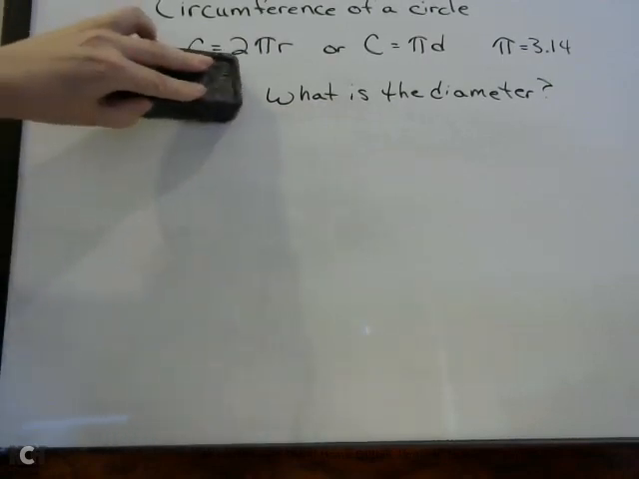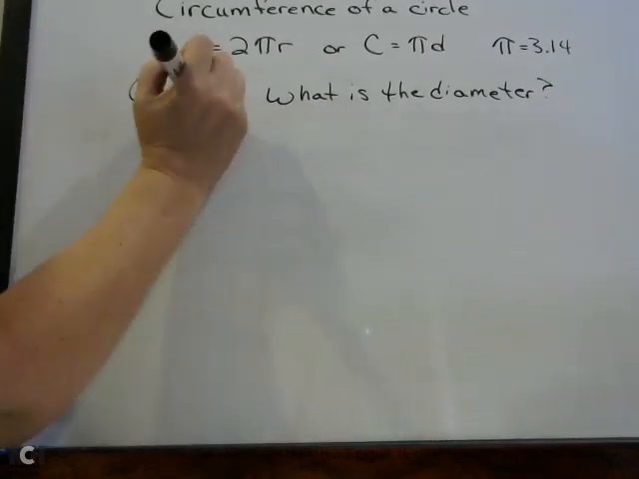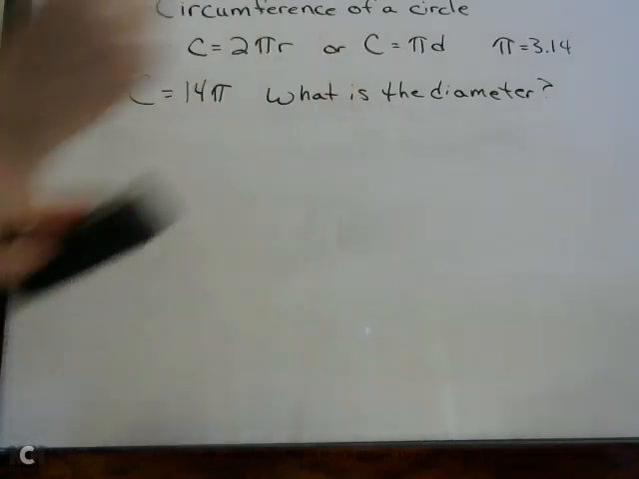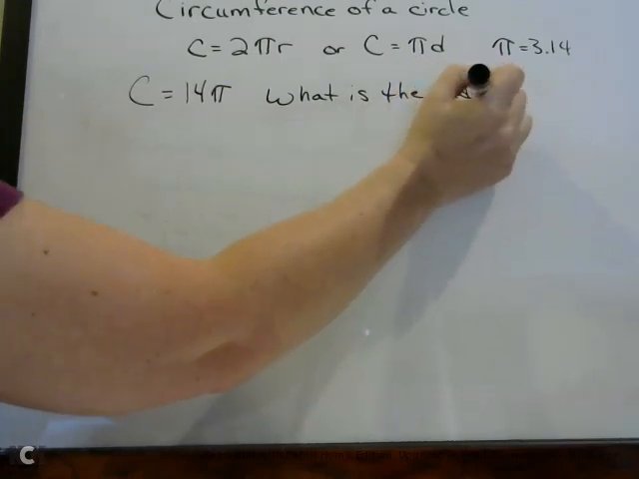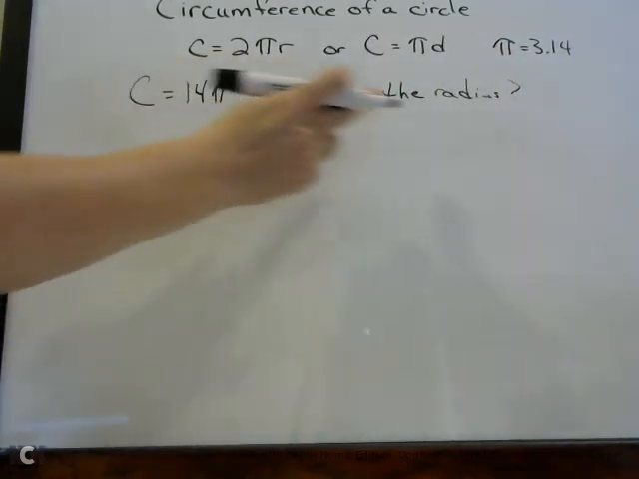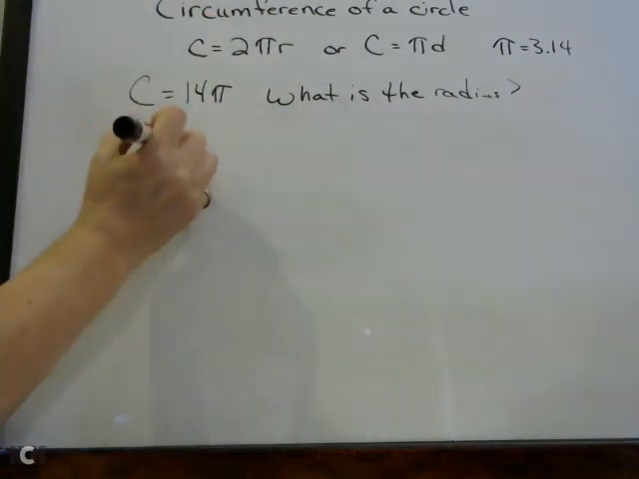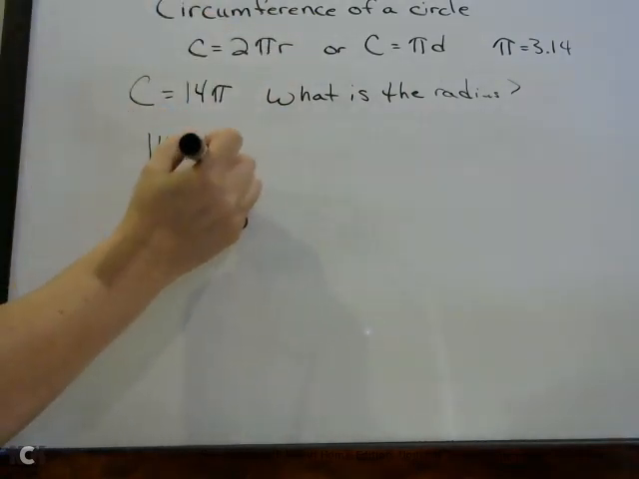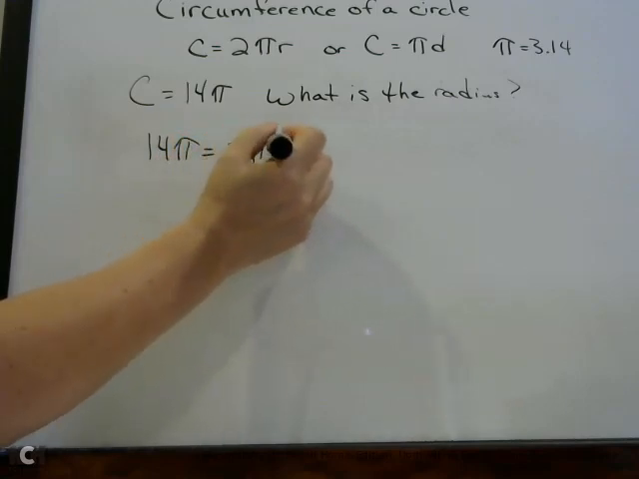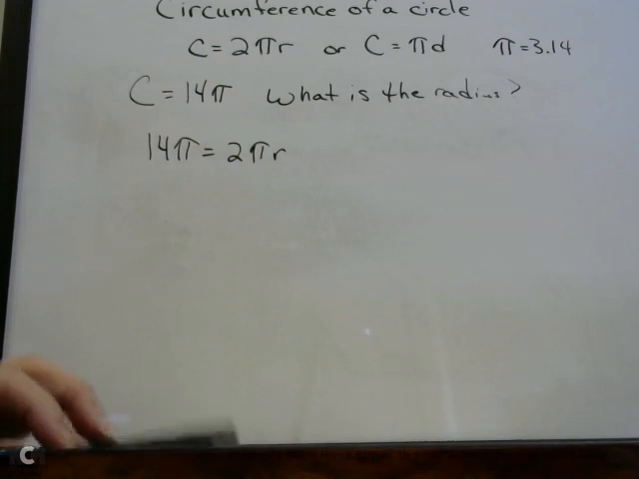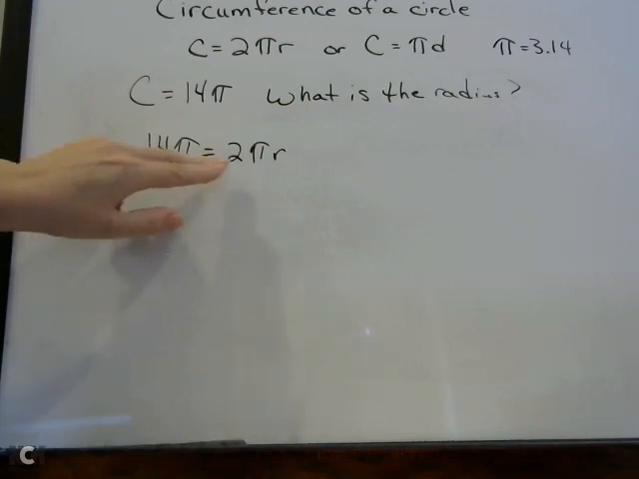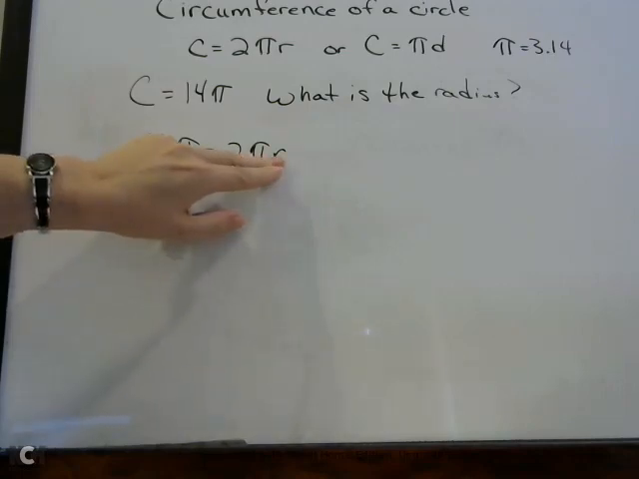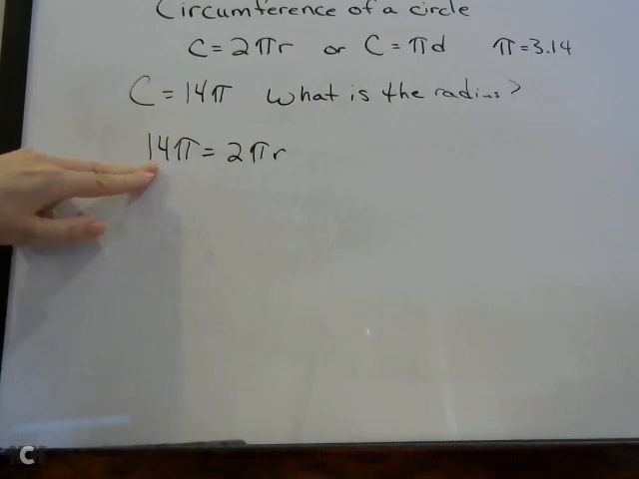Let's say the problem is C equals 14 pi. What is the radius? So since they're looking for radius, we want to use this one. So here it's 14 pi equals 2 times pi times r. So again, you can probably reason this out, because you're going to say 14 times pi equals 2 times pi times r. So you know that 2 times r has to equal 14. So you can probably just figure out that the radius has to be 7.